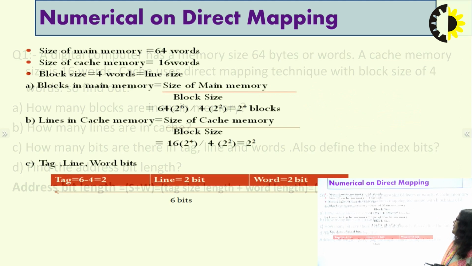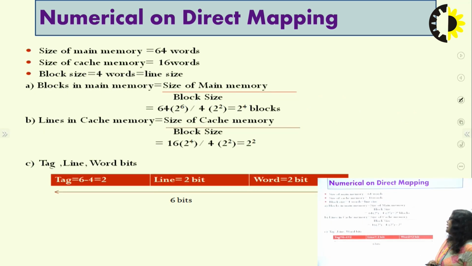So this is the numerical that we have already solved for the direct mapping. So this is the basic solution of this particular numerical.